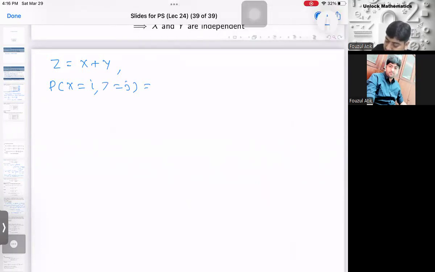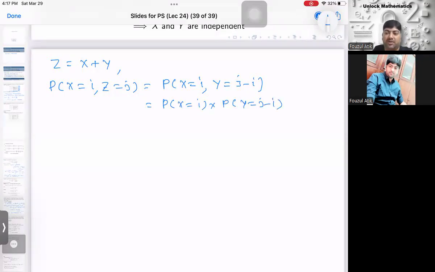If you want to calculate this value, can I write this as P of X equal to i and Z equal to X plus Y? So therefore we can write it in terms of Y, but Z value is j and X value is already i. So can I write this as Y equal to j minus i? Because Z equals X plus Y. But we have already seen that X and Y are independent. So I can write this as P of X equal to i into P of Y equal to j minus i, because X and Y are independent random variables.